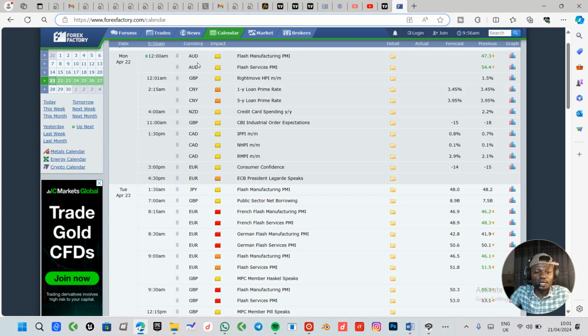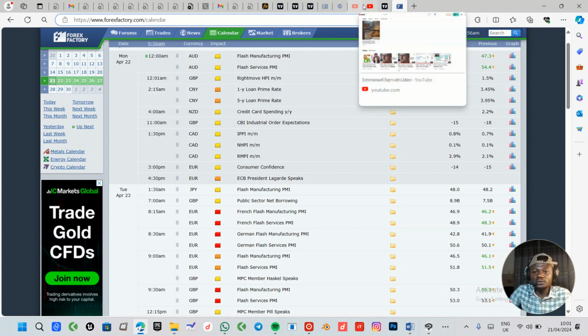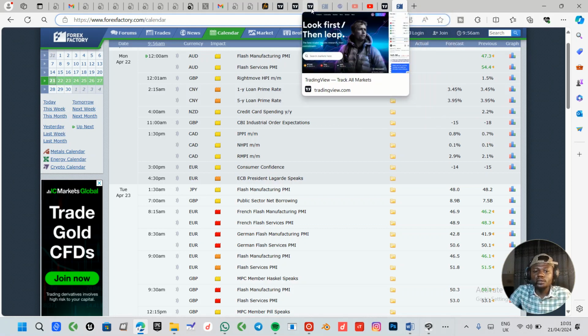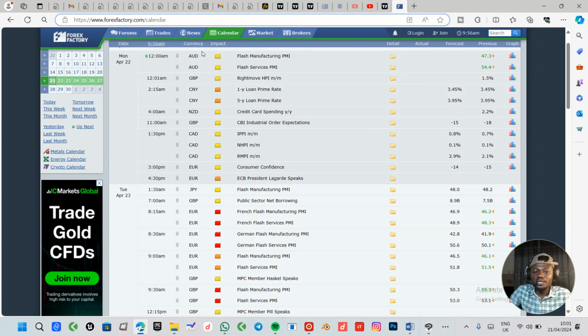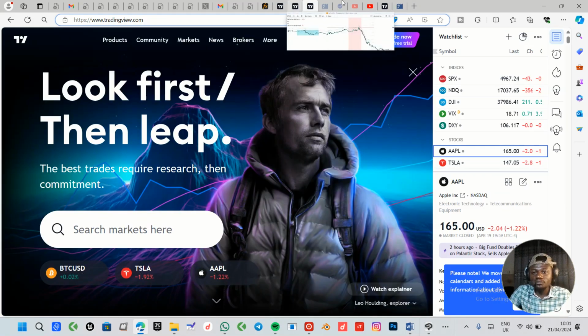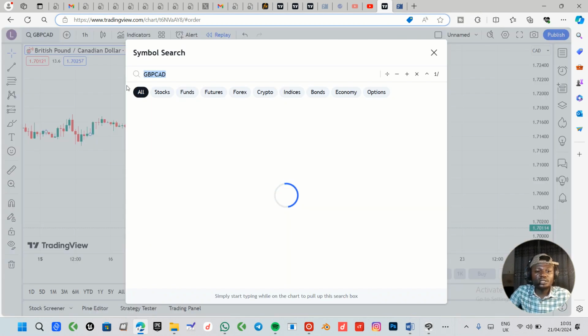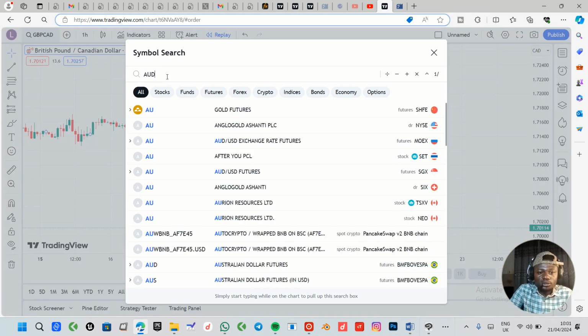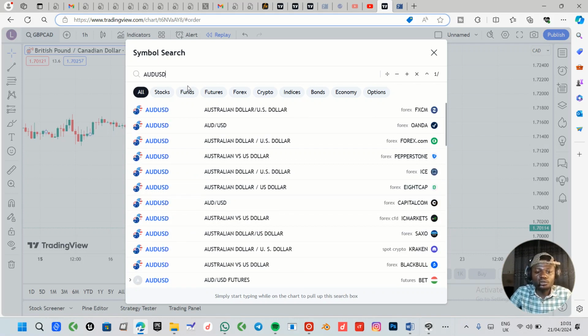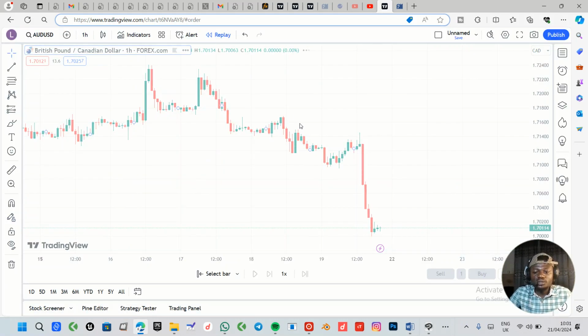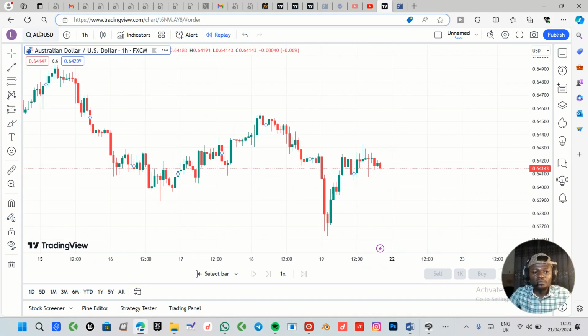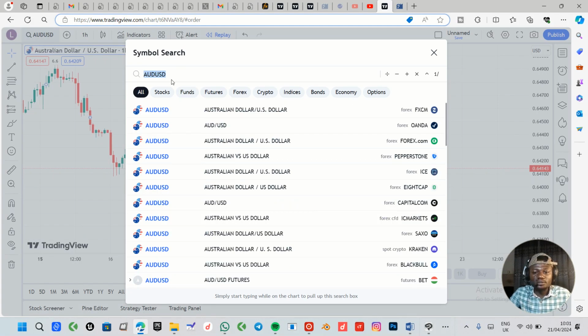This is Australian dollar. So for instance, if I'm trading any currency pair that has AUD in it, let me give you a practical example. This is what I mean. If I'm trading AUD USD, all I did was come here, click on this search box and type the currency pair I wanted. Then I click, and it loads the chart for me.